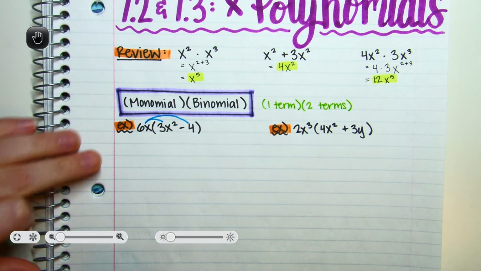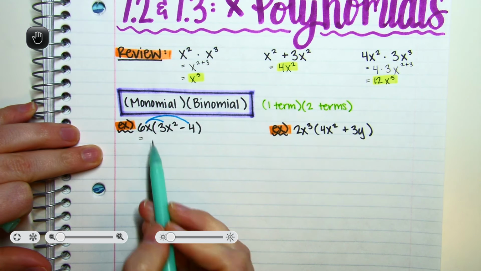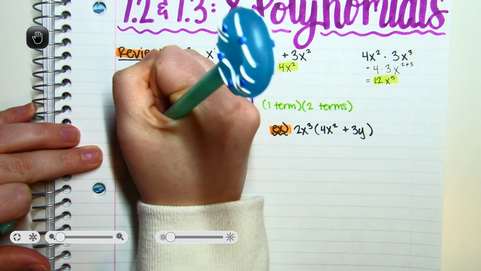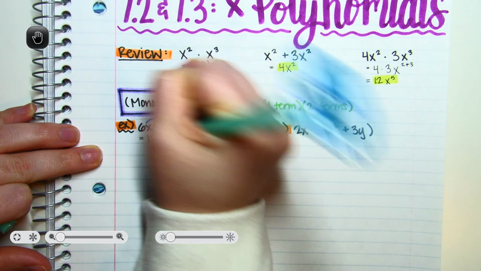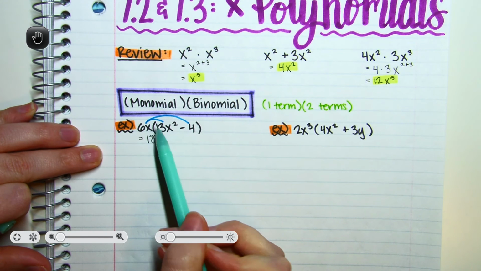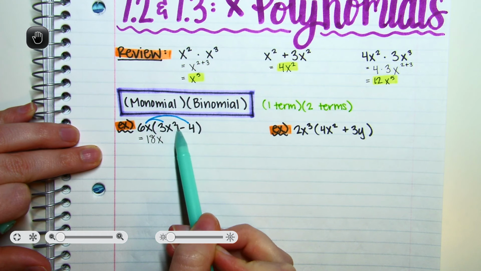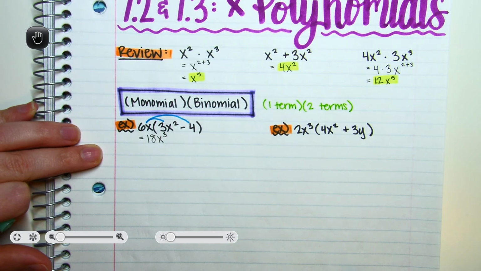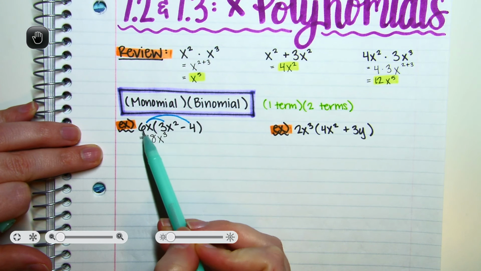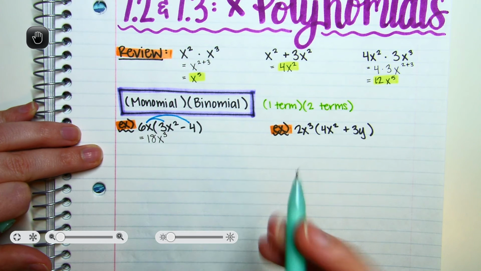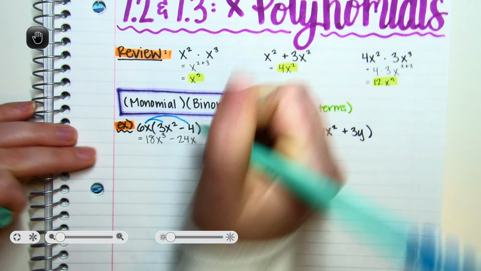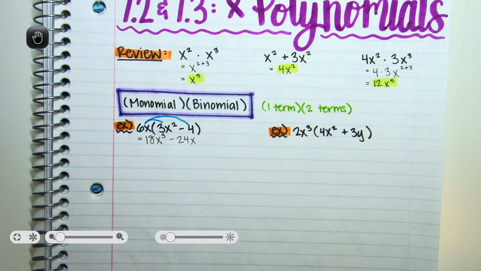So when I do that, 6x times 3x squared, I'm going to multiply the 6 and the 3, which is 18. They both have a base of x, and I add my exponents. So an exponent of 1 and an exponent of 2. So 1 plus 2 is 3. And then the 6x times negative 4. 6 times negative 4 is negative 24. And then I just have the x. And that is our answer.